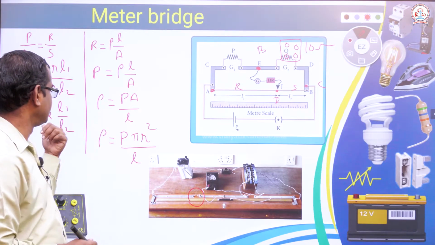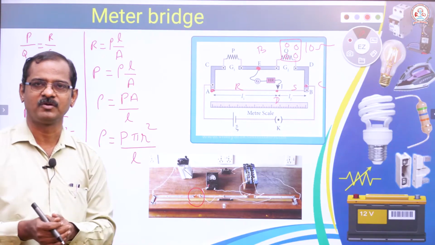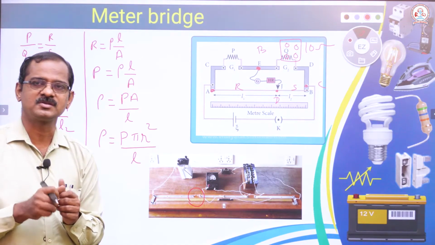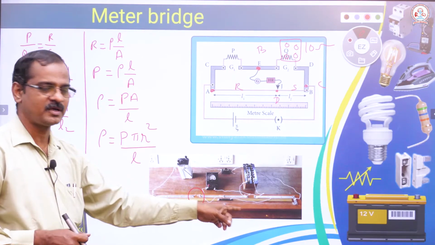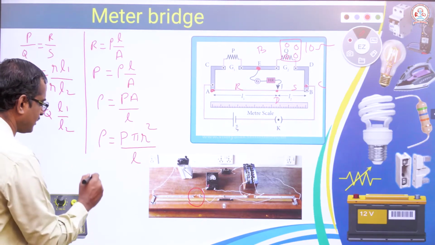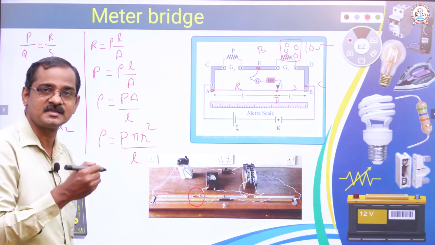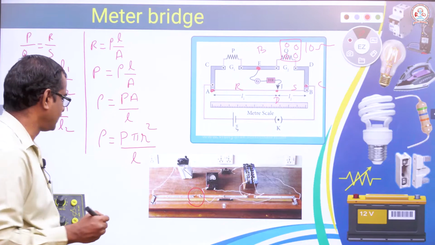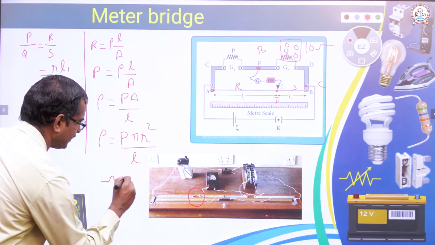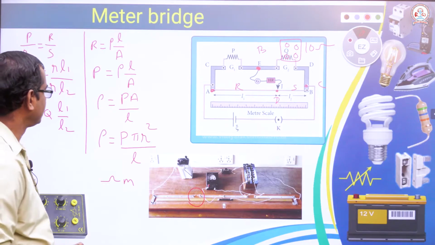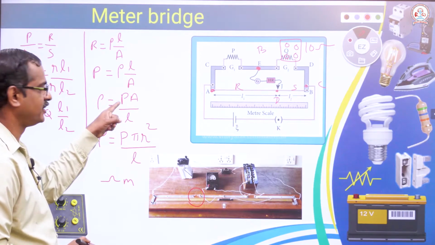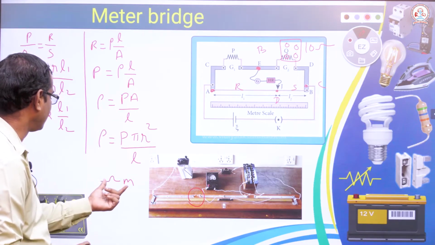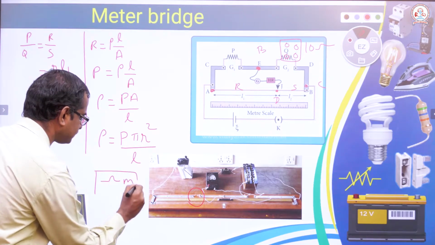P value we have calculated with this equation. Pi is a constant value, 3.142 or 22/7, r is the radius, found using a screw gauge. Using a screw gauge, we can find out the radius of this wire. That should be substituted. Then finally we will get that rho value, the specific resistance of the wire for unit length and unit cross sectional area. Its unit will be ohm meter, because for resistance the unit is ohm, for area it is meter square, for length meter, so finally we get ohm meter as the unit.